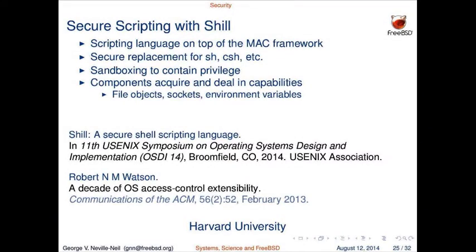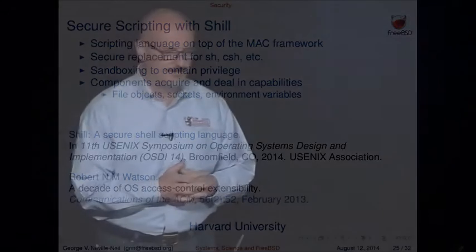Some of the other work that's been done on top of FreeBSD because of the security features that exist in it is a recent set of papers from the folks at Harvard, where they've created a scripting language, not unlike a shell scripting language and actually intended to replace shell scripting languages, called Shill. So this is built actually on top of the MAC framework. The components inside of Shill acquire and deal in capabilities and very likely will start using something like the Capsicum system in FreeBSD, because it's already implemented on top of it, to create a secure replacement for any one of the shell programs.